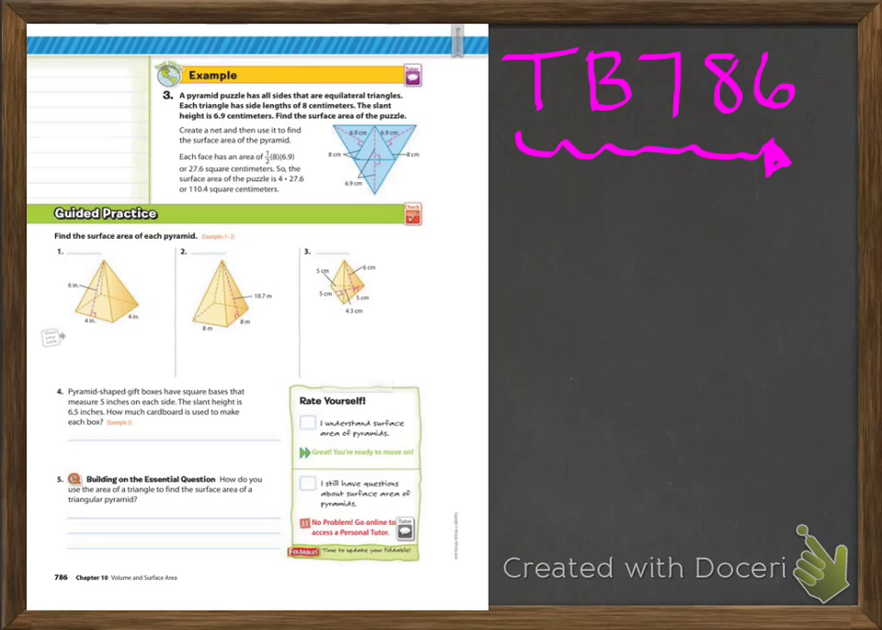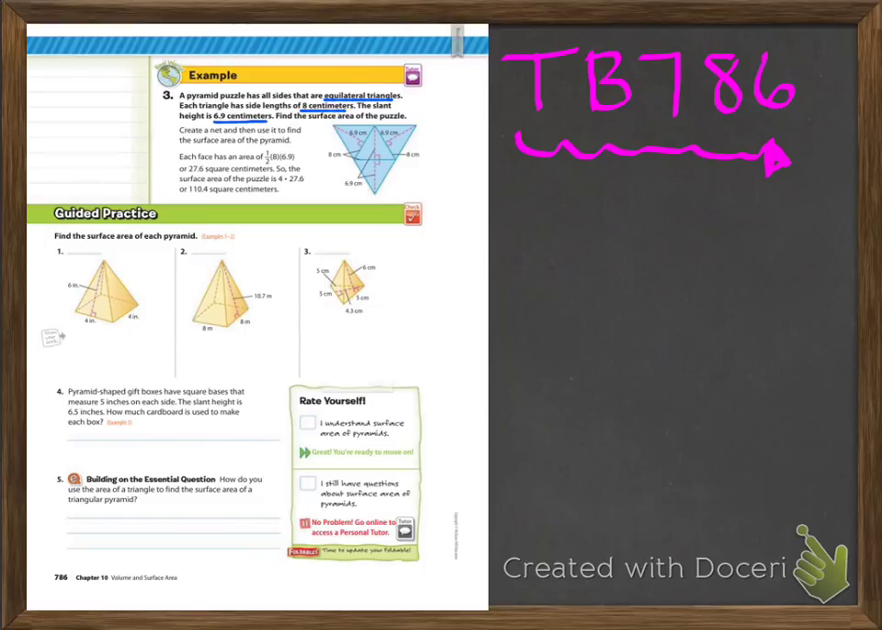Okay, and as usual, when we work through these longer sections, I'm just going to verbally go over this example 3 with you because there's not a whole lot of new information here. It says a pyramid puzzle has all sides that are equilateral triangles. Each triangle has side lengths of 8 centimeters. The slant height is 6.9 centimeters. The only thing that's different here is the slant height, which is 6.9. So find the surface area of the puzzle.